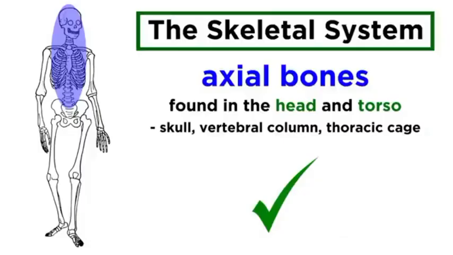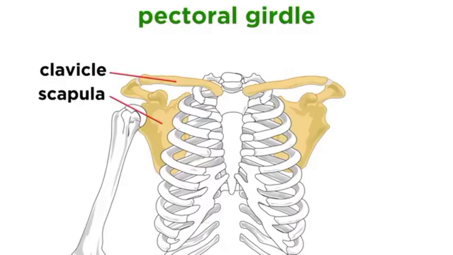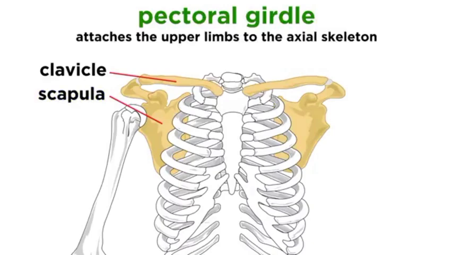With the axial skeleton complete, let's move on to the appendicular skeleton. While this is mainly just our limbs, there are other components to mention as well. Let's start with the pectoral girdle. This is comprised of the clavicle or collarbone and the scapula or shoulder blade, which together give structure to the shoulder, thereby attaching the upper limbs to the axial skeleton.